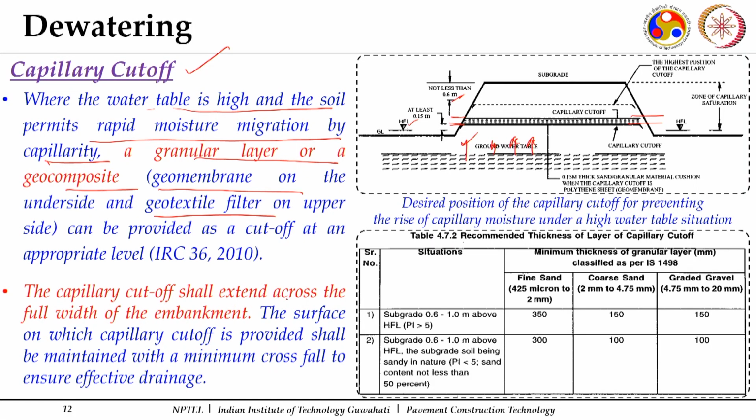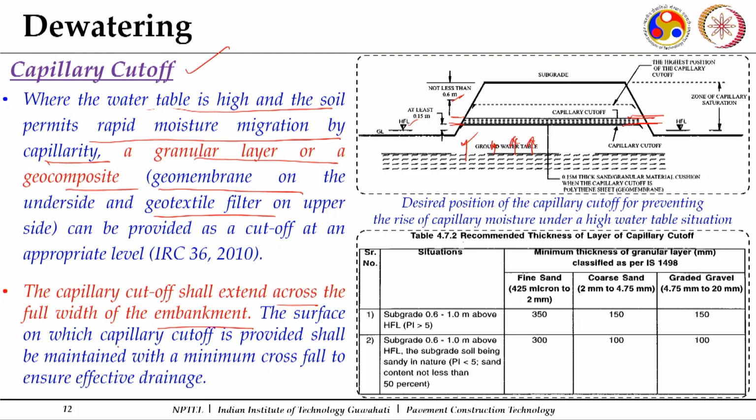The capillary cutoff shall extend across the full width of the embankment, and this is another important aspect. It should extend to the entire width, and it should have a proper slope also. During the construction of the embankment, proper slope should be maintained, because with the help of the slope only, the water will come out through this capillary cutoff layer. The surface on which the capillary cutoff is provided shall be maintained with a minimum cross fall to ensure effective drainage.